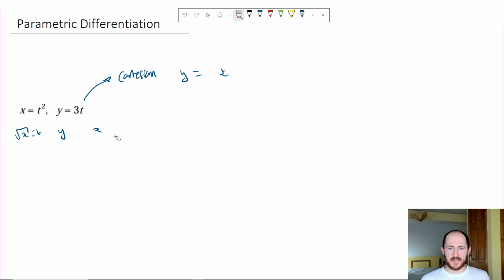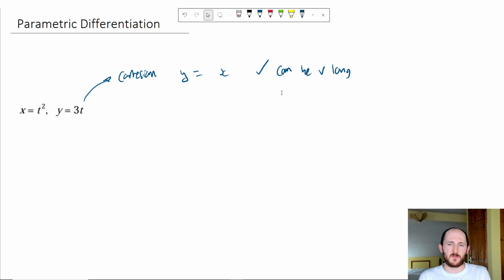So while that is a valid method, it's not something that's going to work for all parametric equations, or at least it's not going to be viable for most of them. So you can do it, but it might take you a really, really long time. So this way works, but can be very long. So if you prefer to try and figure out the Cartesian equation and then differentiate, you're more than welcome to. That is a valid method. But again, remember, you might need to use implicit differentiation, which kind of sucks.